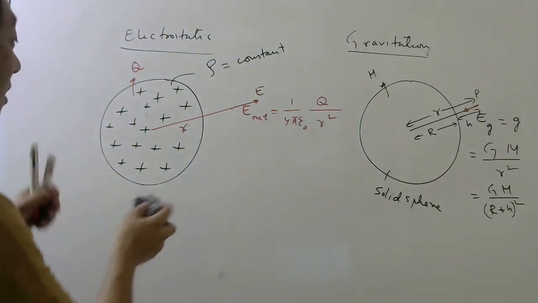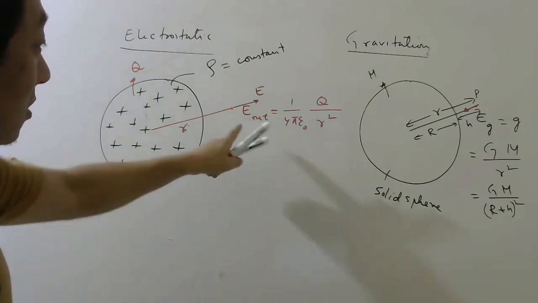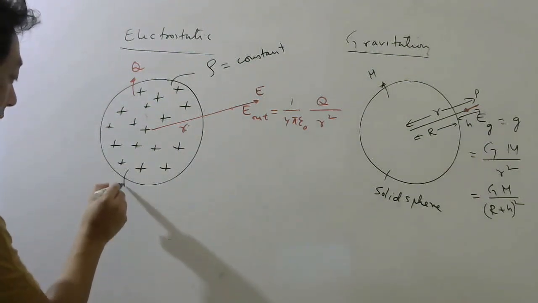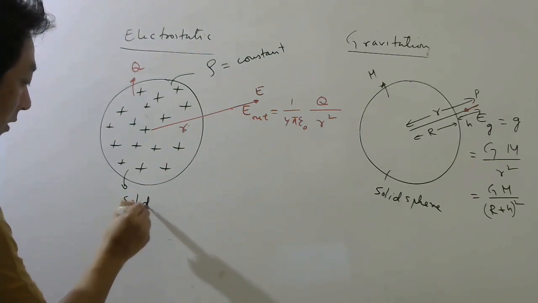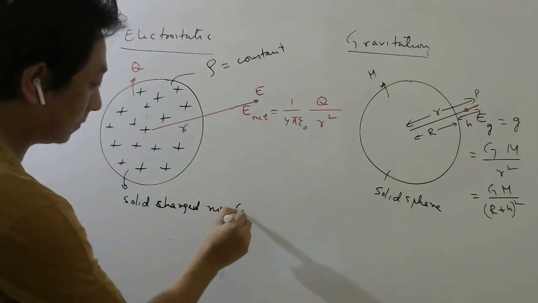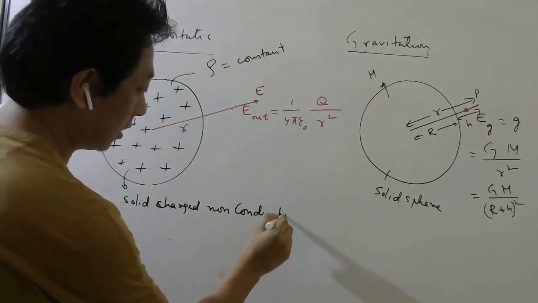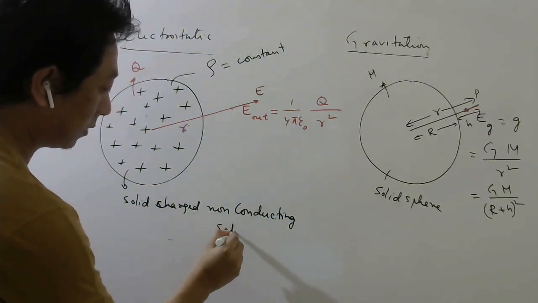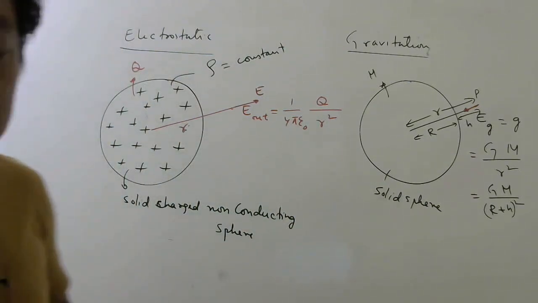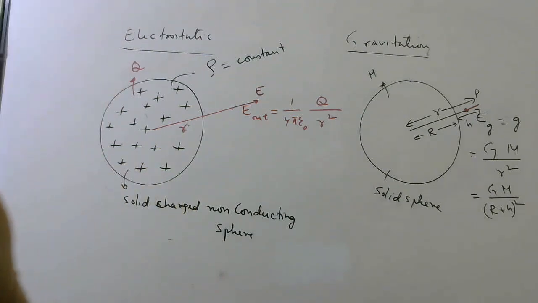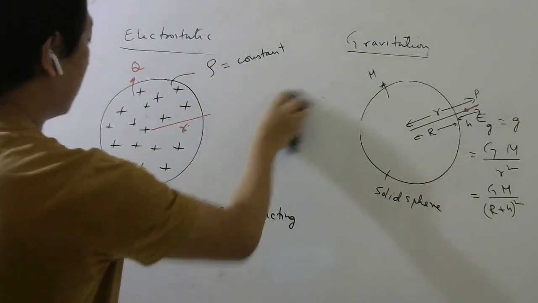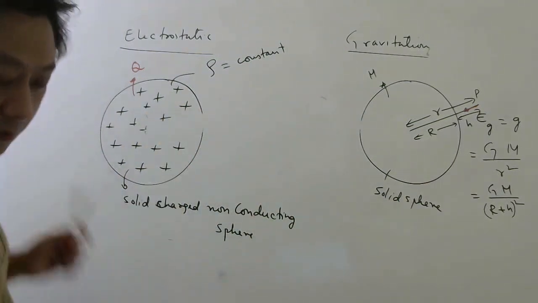Interesting thing is, what if it is inside? So this is for outside. Okay, so just mention it quickly. And this is what kind of sphere? Solid charged non-conducting sphere. If it is conducting, then the charge will stay only on the outer surface, so it will be similar to your shell. Okay. Fine. Let me remove only the formula now. Okay.